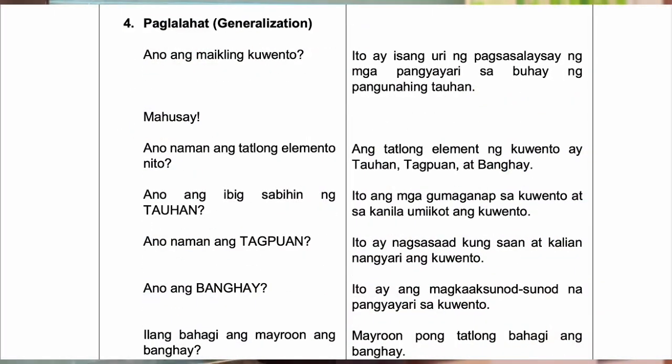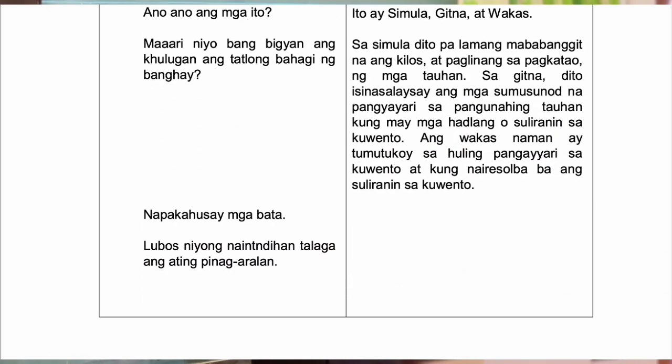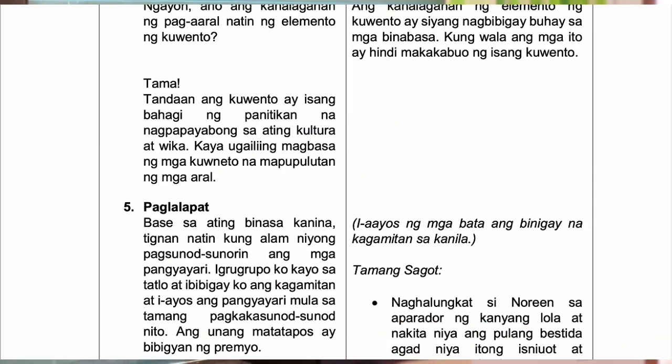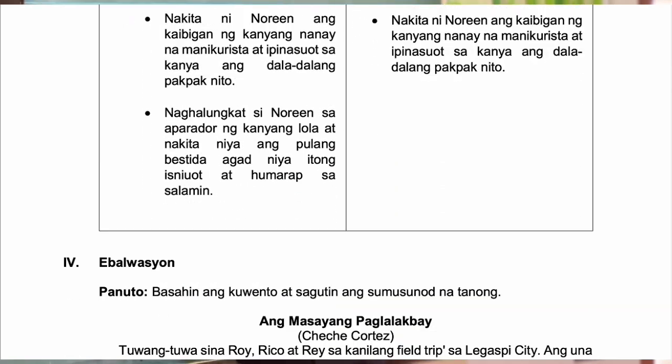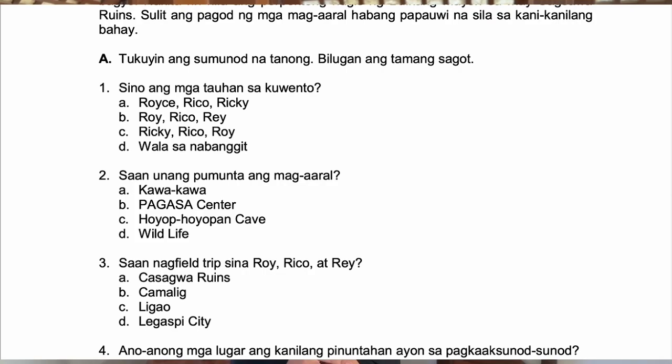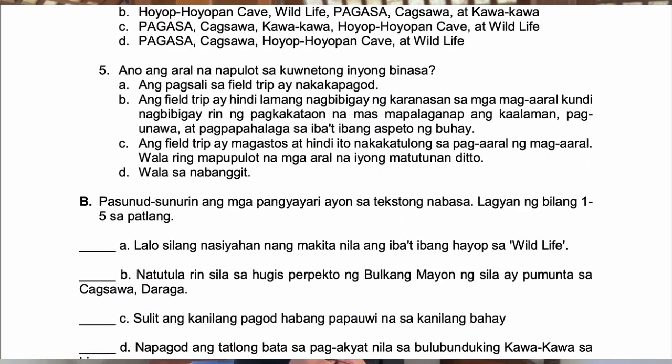Next is the generalization. To summarize the discussion, we will ask questions about the lesson, reinforcing the key takeaways. After this, an activity is presented to allow students to apply what they've learned. These activities should be directly related to the formulated objectives. After students apply the learning, the teacher assesses their understanding by giving a quiz. This assessment helps determine if students have grasped the lesson content and achieved the objectives.